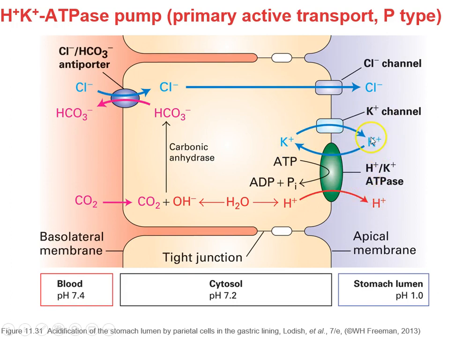what happens is the potassium ions are brought back in. So the way that this works is hydrogen ions are pumped out and potassium ions are pumped back in. So now here's our HCl. There's the H plus and there's the Cl minus, so that's the hydrochloric acid that's in our stomach.